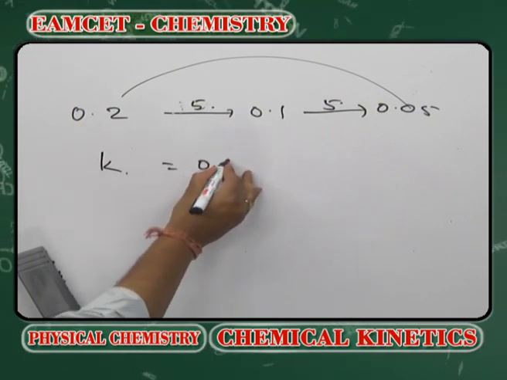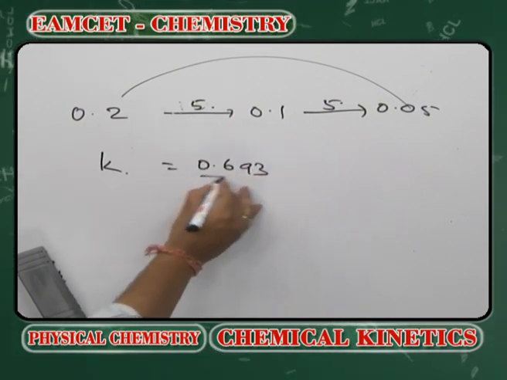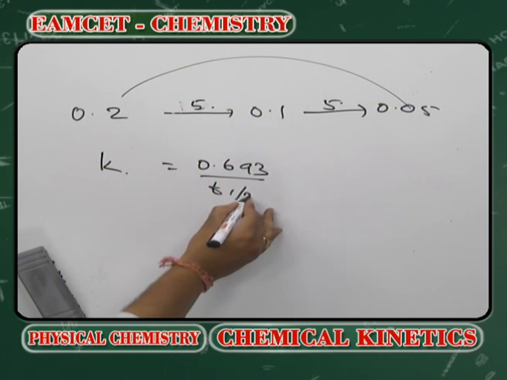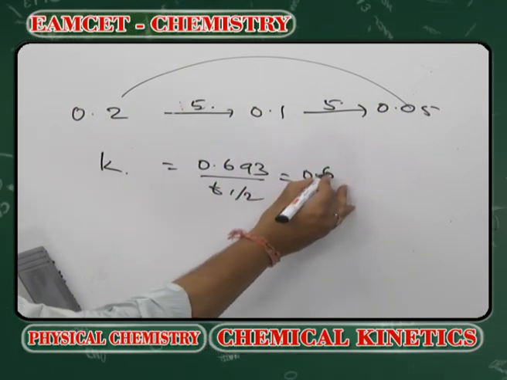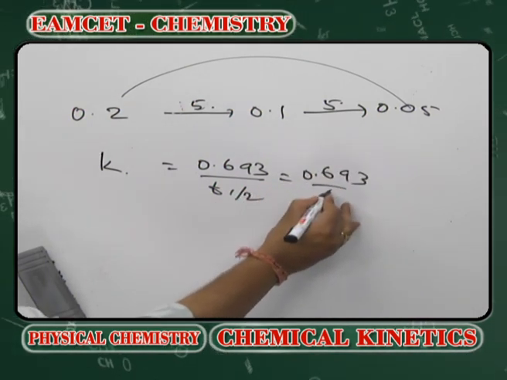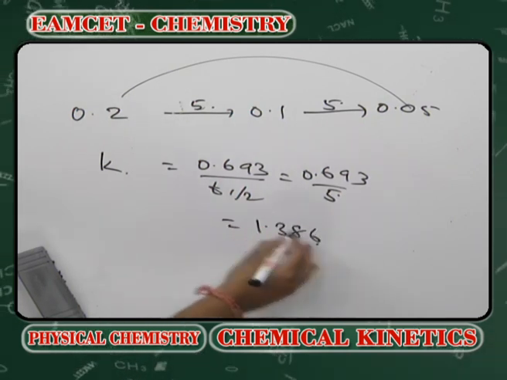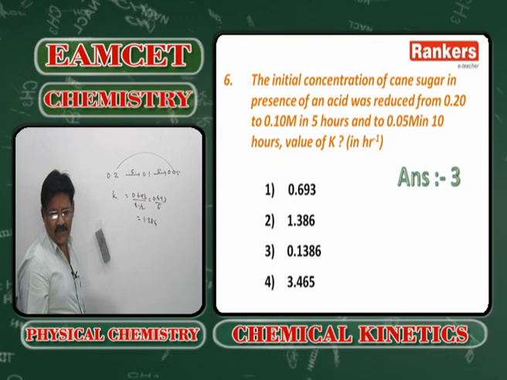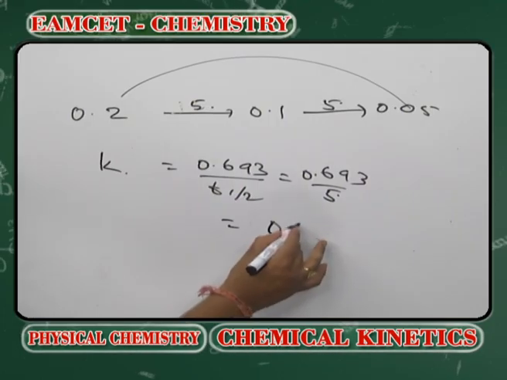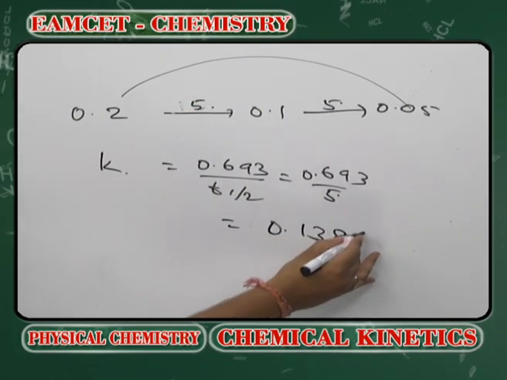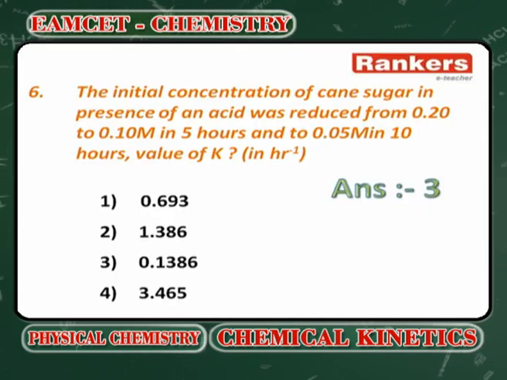So K is equal to 0.693 by t half, that is 0.693 by 5, which is equal to 0.1386 only. Option 3 is the answer. Okay.